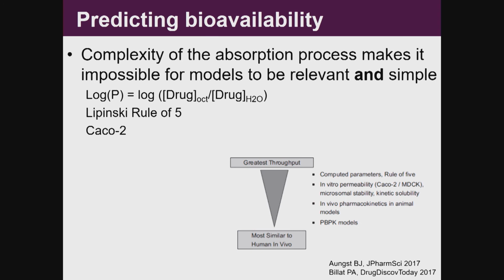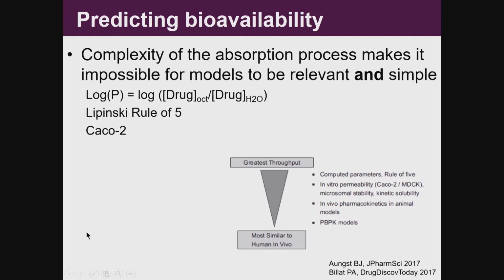As you can imagine, industry has been looking to select chemicals for drug development based on their bioavailability. And so how can you predict that? How can you select out of your hundreds of compounds the molecule that is most likely giving you good oral bioavailability? As you can imagine, with models in general, the more complex the model, the less it is suitable for high throughput. And so the complexity of the absorption process makes it impossible for models to be relevant and simple.